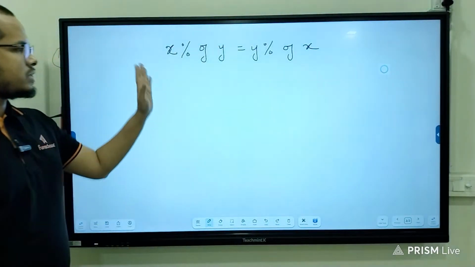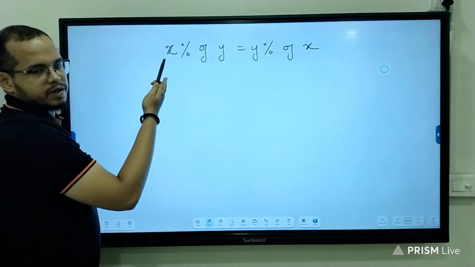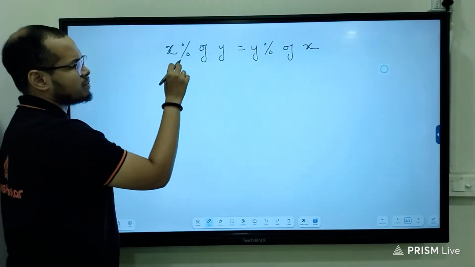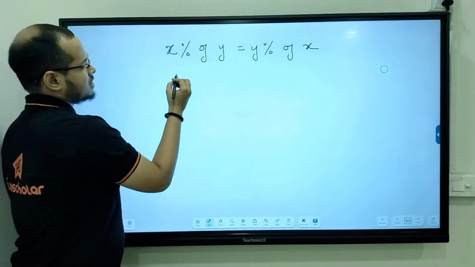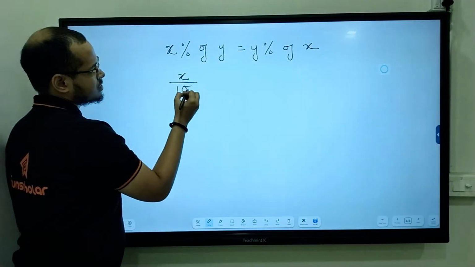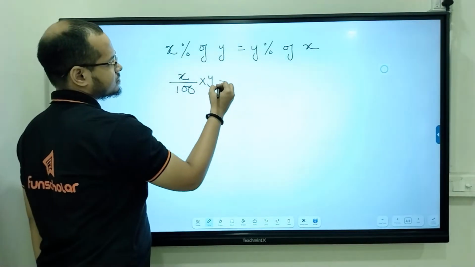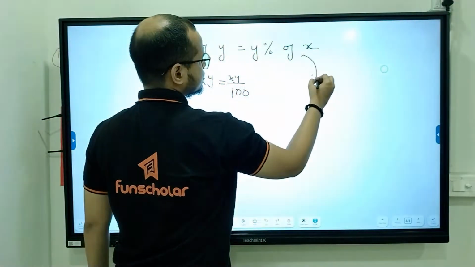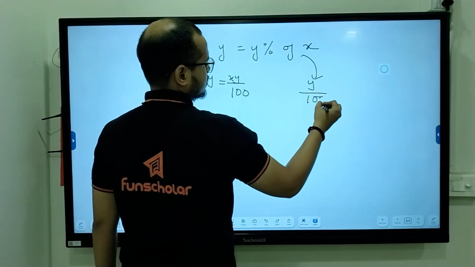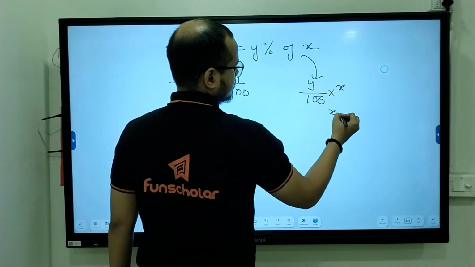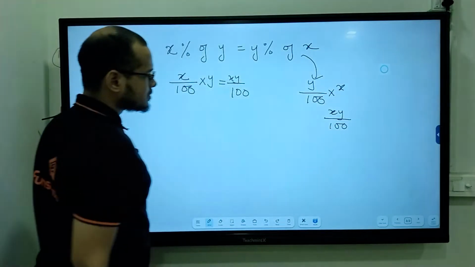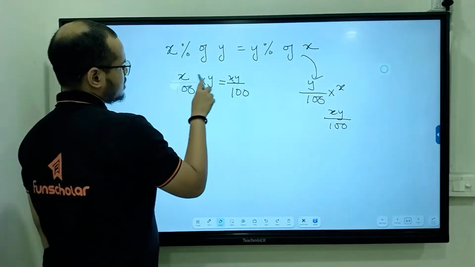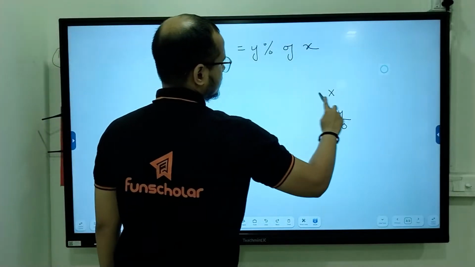Okay, this was my statement. Right hand side, left hand side. Let me first find out a formula. So X percent of Y is XY by 100. Similarly, for Y percent of X, it is XY by 100. Aren't they coming the same? So we can state directly here, but still I'm not satisfied. I'll give you an example.